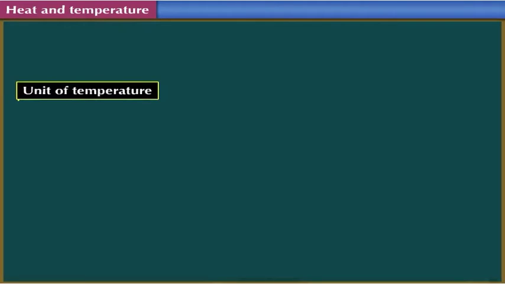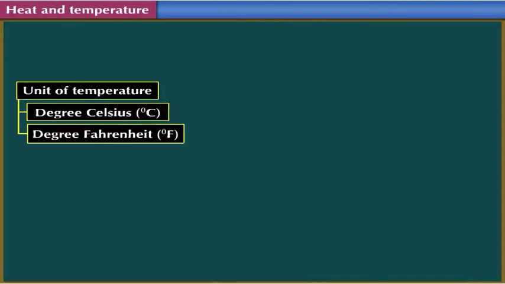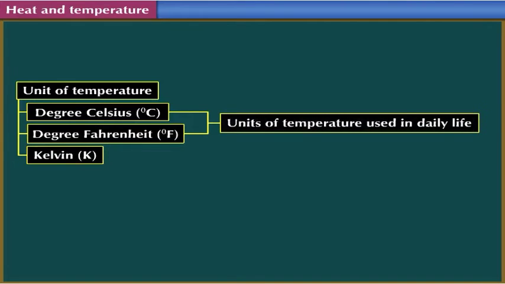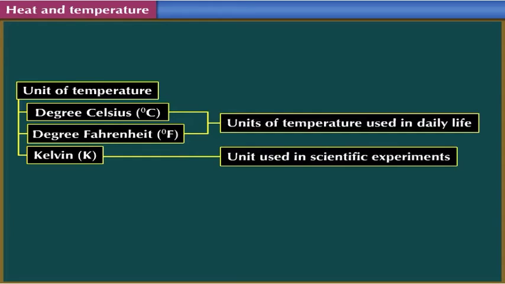Temperature is measured in units of degrees Celsius, that is degree C, degree Fahrenheit, that is degree F, and Kelvin, that is K. Degree Celsius and degree Fahrenheit are the units of temperature used in daily life, while Kelvin is used in scientific experiments. Let us now see the relation between these three units.